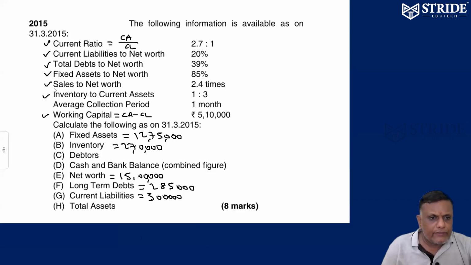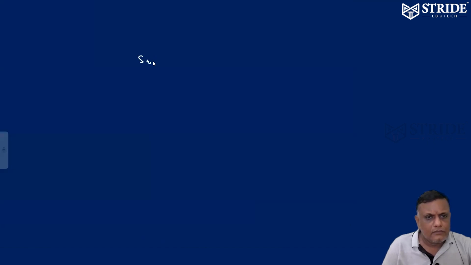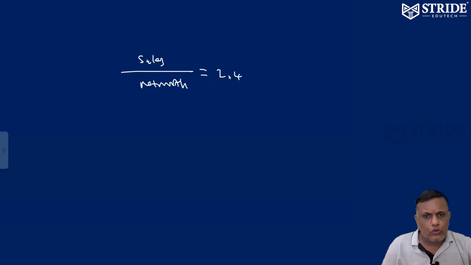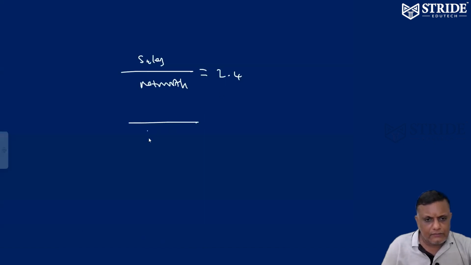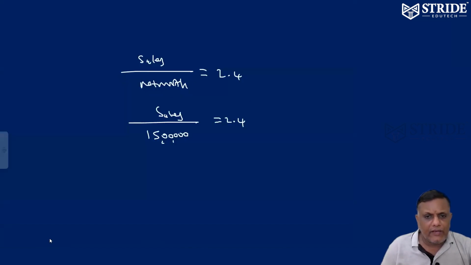Next ratio, sales to net worth, 2.4 times. So I can find sales. Sales by net worth is going to be 2.4 times. Net worth is 15 lakhs. Sales by 15 lakhs is equal to 2.4.